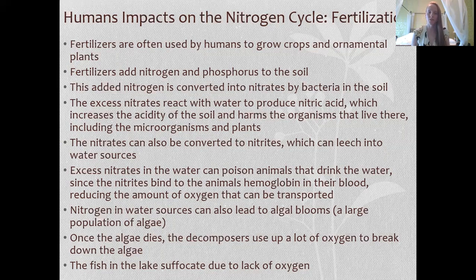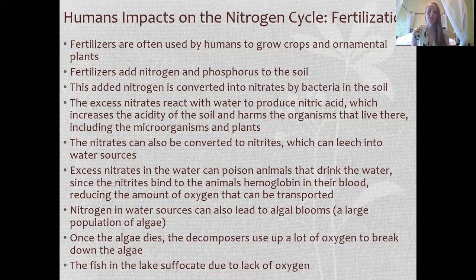The nitrogen gets converted into nitrates by bacteria in the soil, but the extra nitrates can react with water to produce nitric acid, which will increase the acidity or decrease the pH of the soil, which can harm organisms that live there, including both the microorganisms in the soil and the plants themselves. Nitrates can also be converted into nitrites, which can leach into water sources.